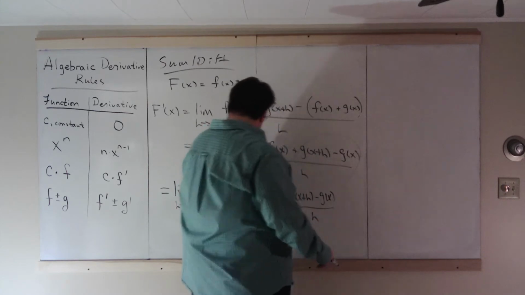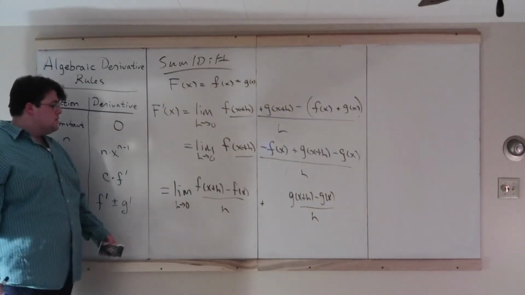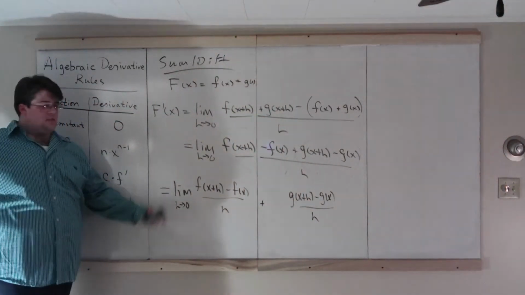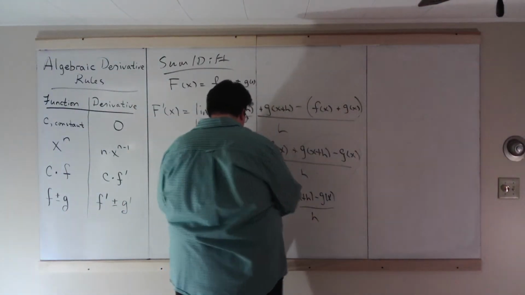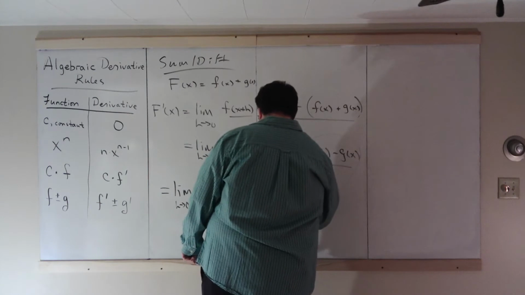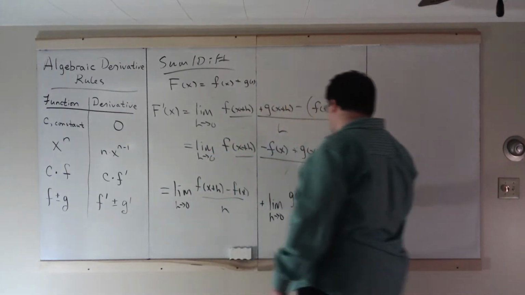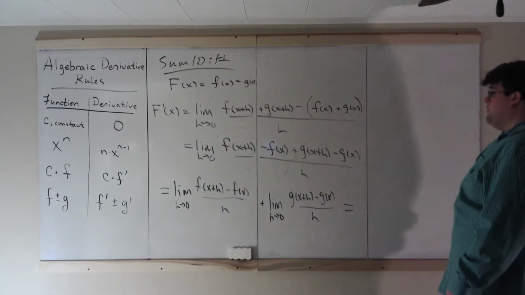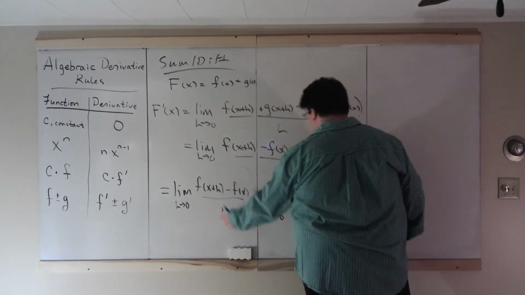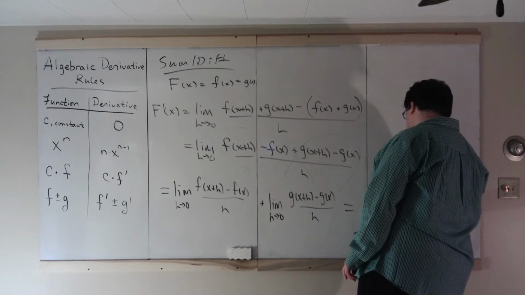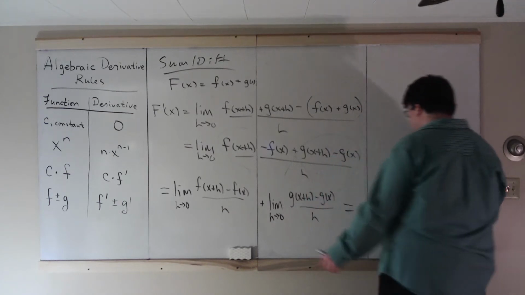So if we just split the fraction, we would then have the limit of this large sum. But remember, we can do limits one piece at a time, so we can also break it into the one limit plus the other limit. So we split the fraction and wrote it as two limits. Well, right here, this is just f prime of x. And here, that's just g prime of x.